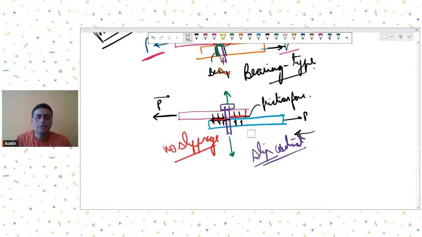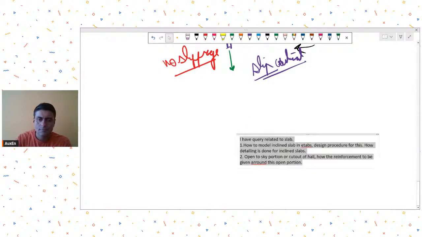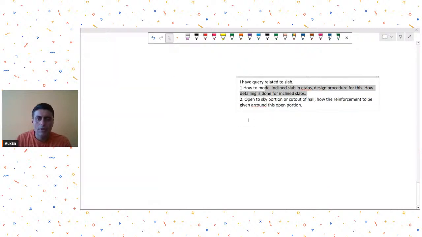Okay. Next question is from engineer Vinay RB. He is joining us from Bengaluru. He is also a working professional. And his question is: how to model an inclined slab in ETABS, the design procedure, and how detailing is done for inclined slabs.